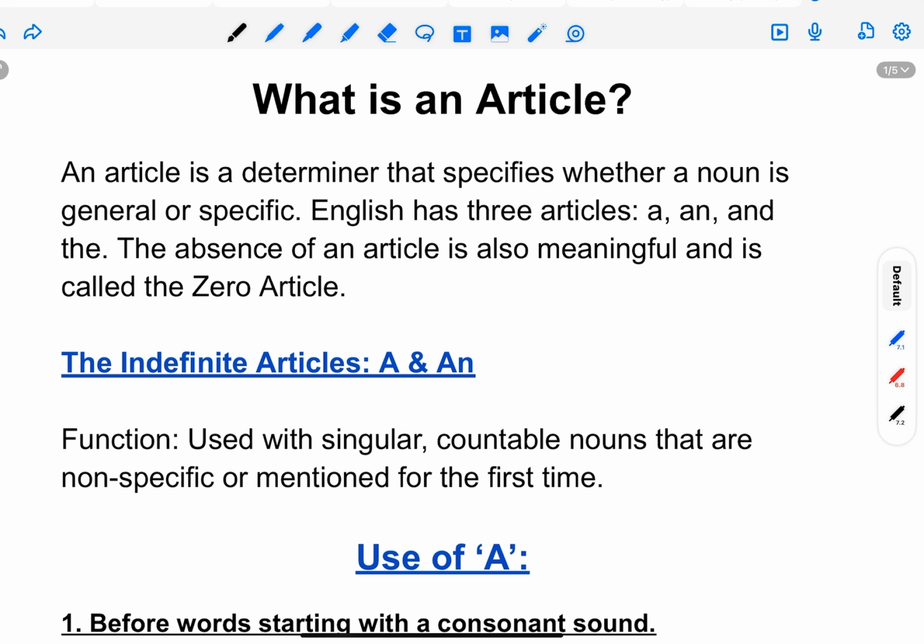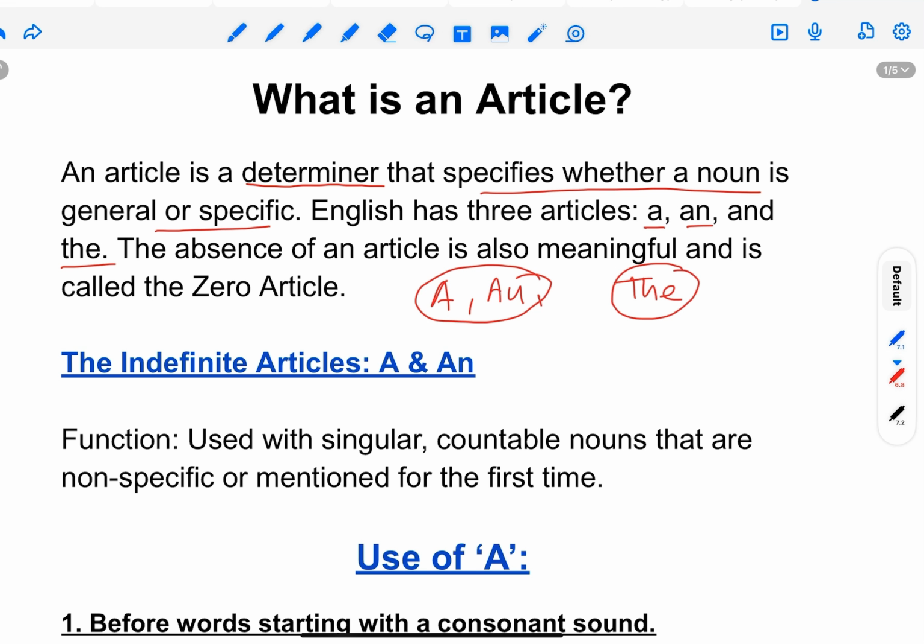What is an article? We all know an article is a determiner that specifies whether a noun is general or specific. English grammar has three articles: a, an and the. A and an are called indefinite articles, and the is called the definite article. So articles are divided into two types, indefinite and definite.